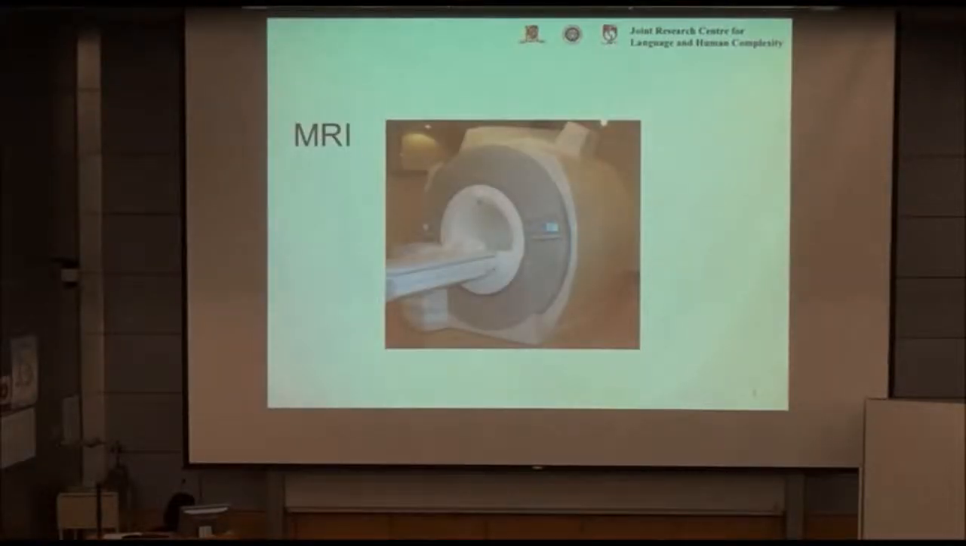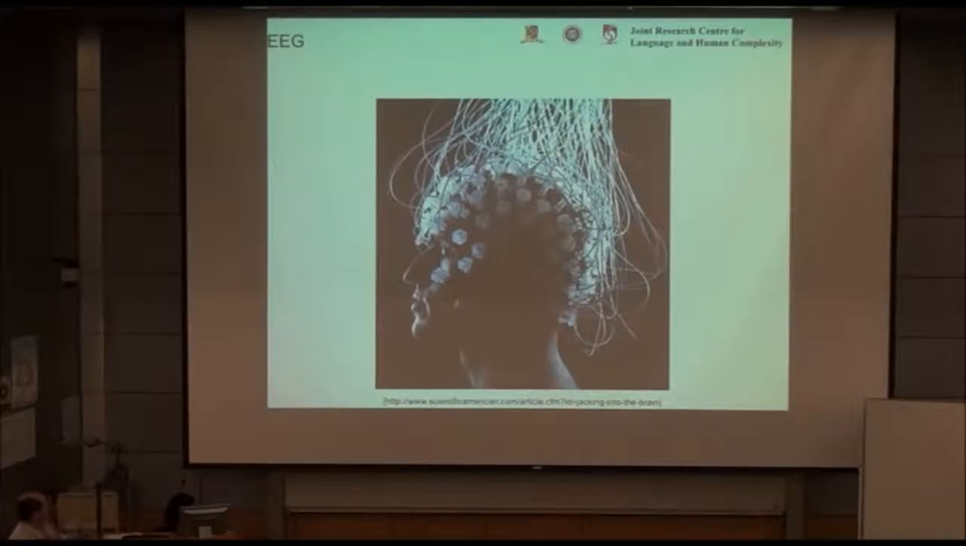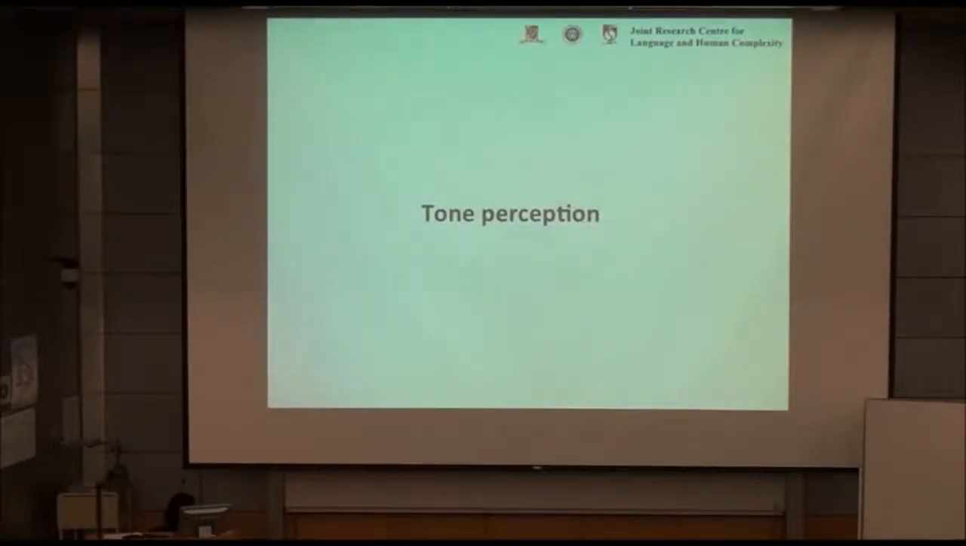This is an MRI machine. Subjects lie on this bed and are put into the scanner, and this is the EEG cap. This has about 128 channels. So you see lots of electrodes over the scalp. Okay, then I will talk about studies.